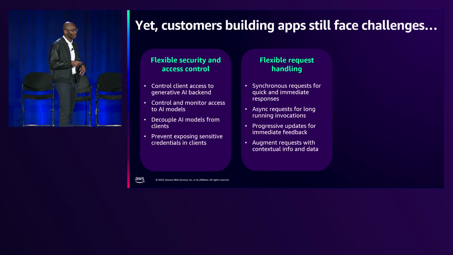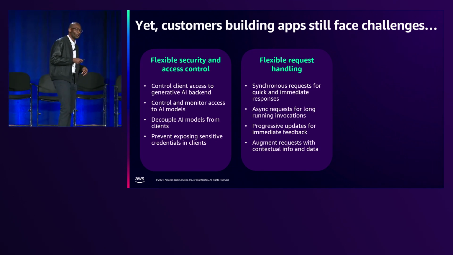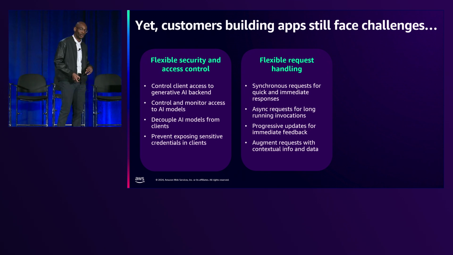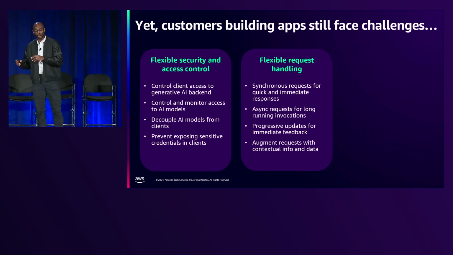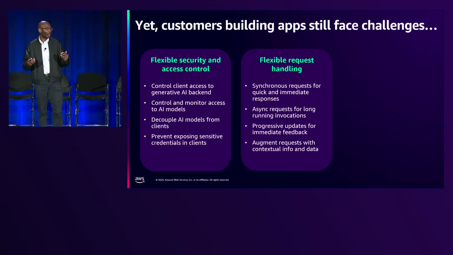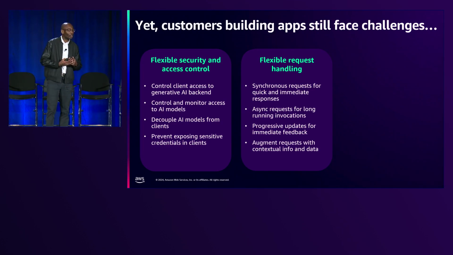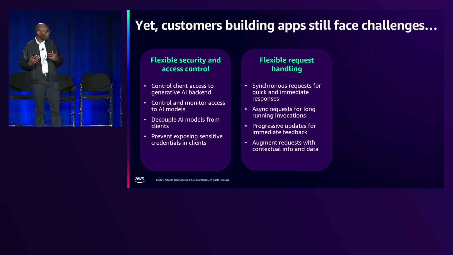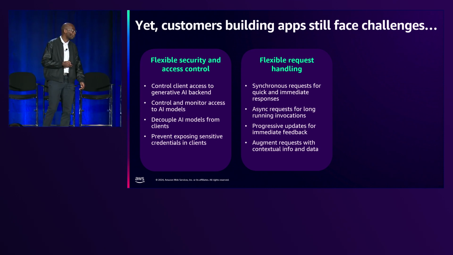And then the last thing is that you want to be able to provide contextual information about the requester as you make requests or invocations to your models. Who's asking for the data? How do I identify this user? How do I augment my prompt to provide relevant responses to my user?